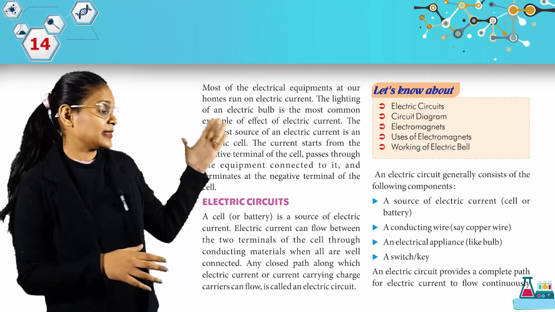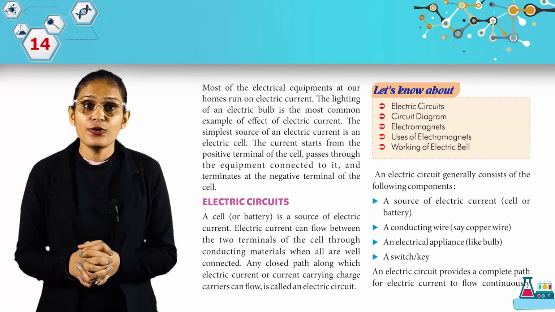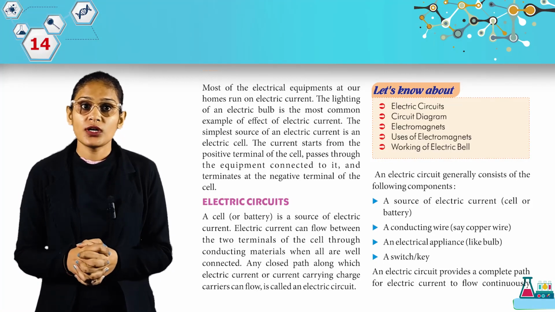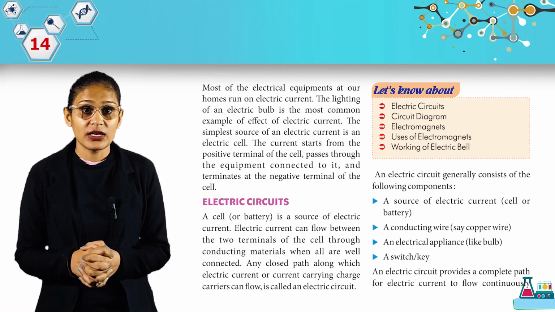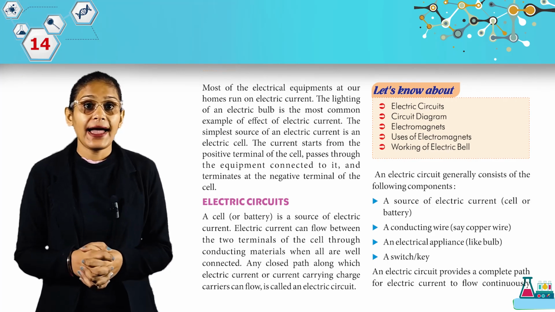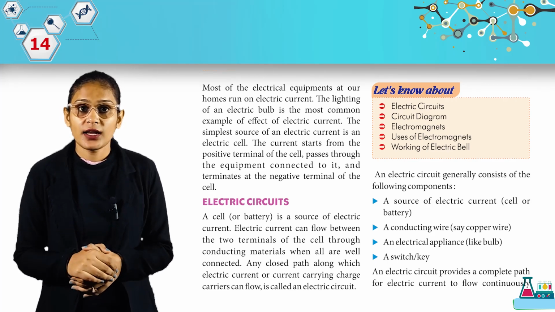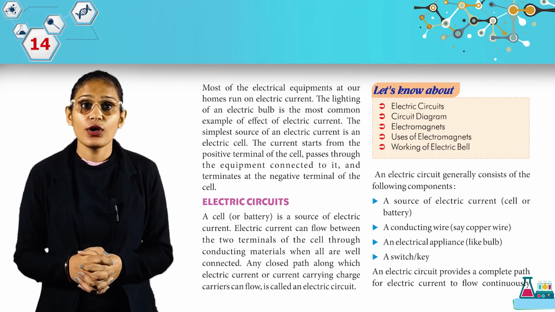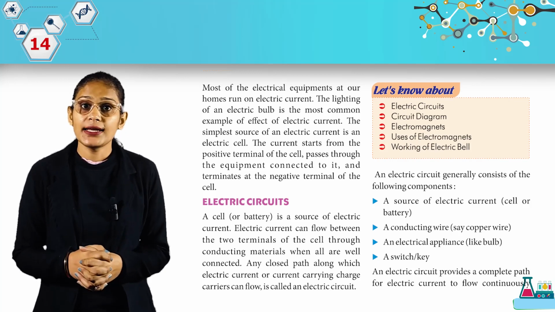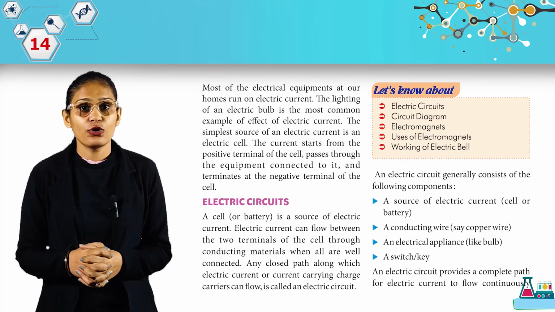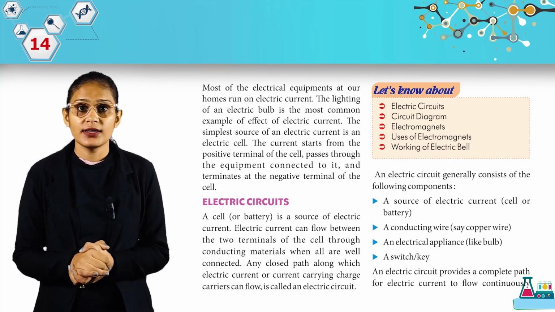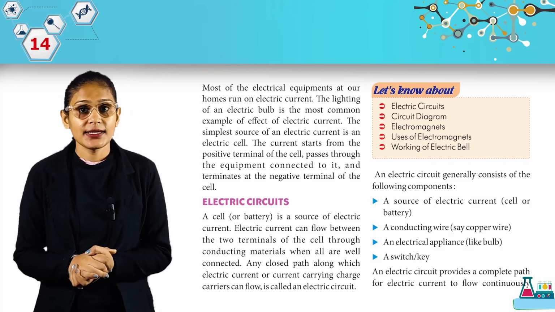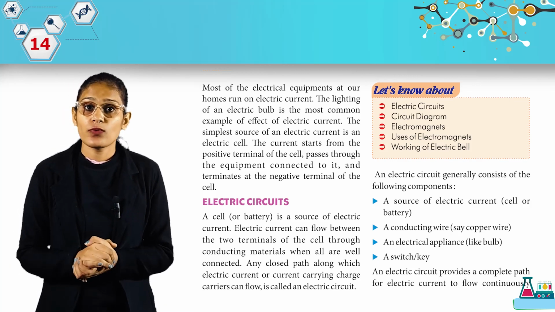Now we have electric circuits. A cell or battery is a source of electric current. Electric current can flow between the two terminals of the cell through conducting materials when all are well connected. Any closed path along which electric current or current carrying charge carriers can flow is called an electric circuit. An electric circuit generally consists of the following components: a source of electric current, cell or battery, a conducting wire, say copper wire, and electric appliances like a bulb, a switch, or key.